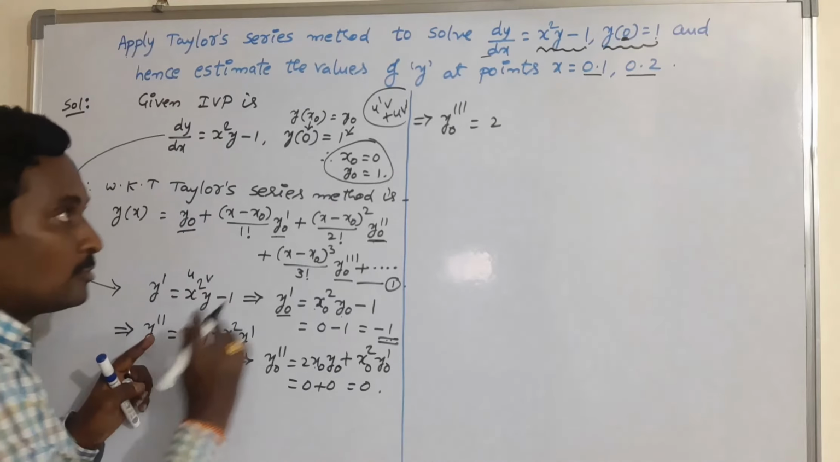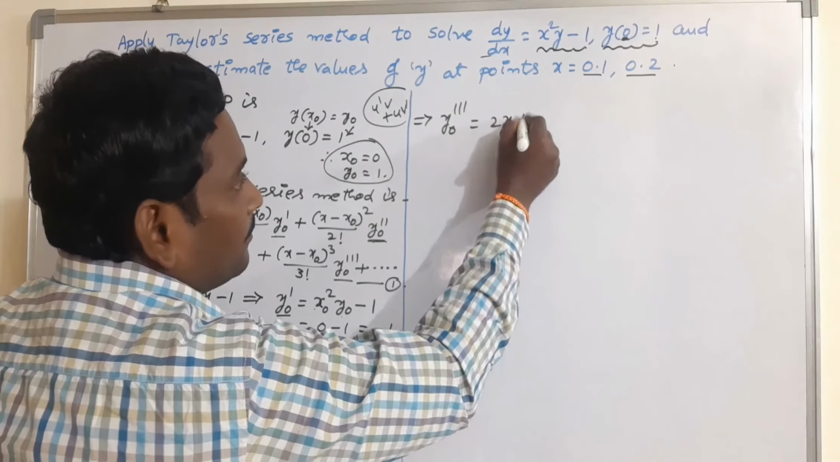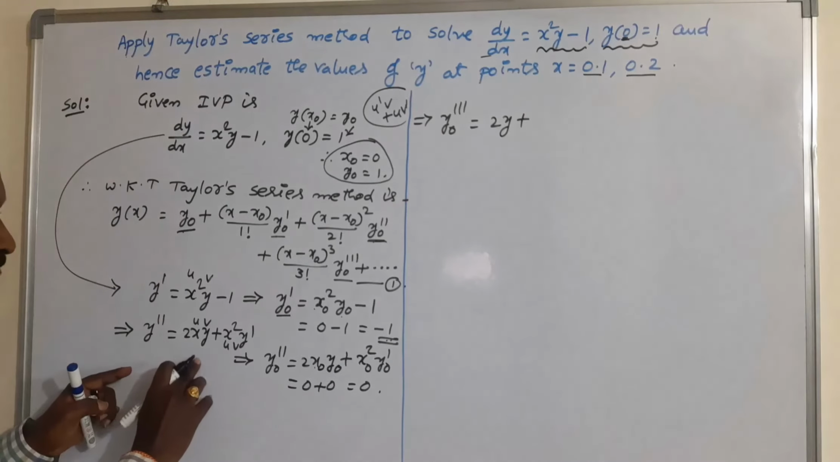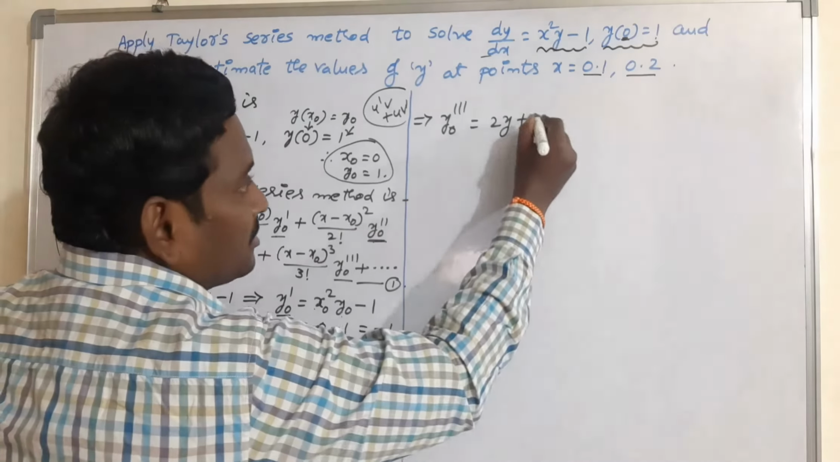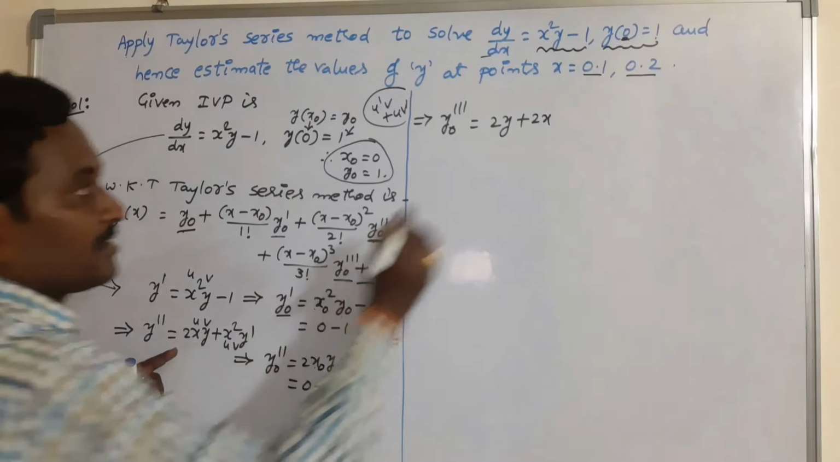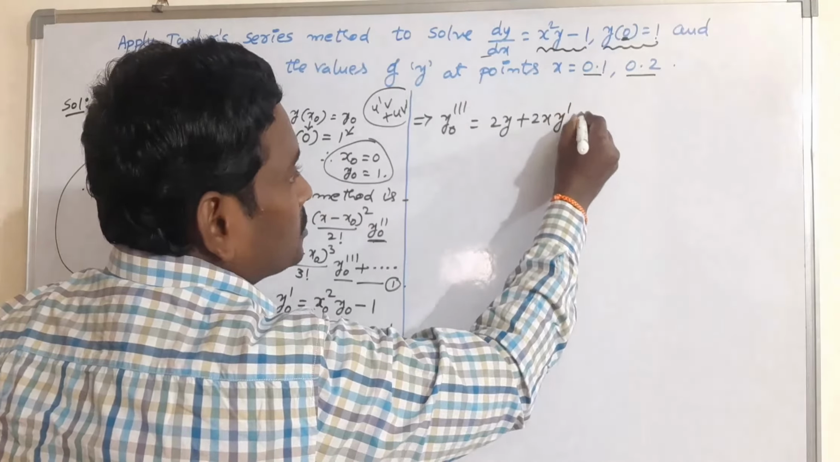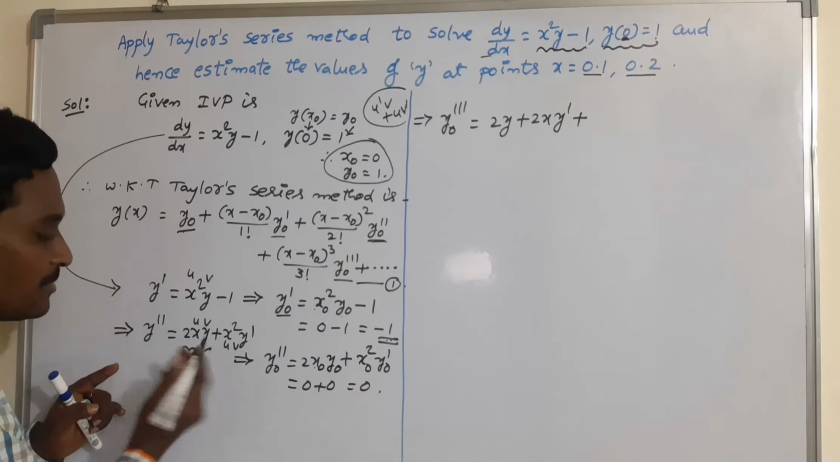But already here we have 2. That's why the result is 2y plus 2x is a similar term now. The derivative of y is y dash. So differentiation of the first term is completed.